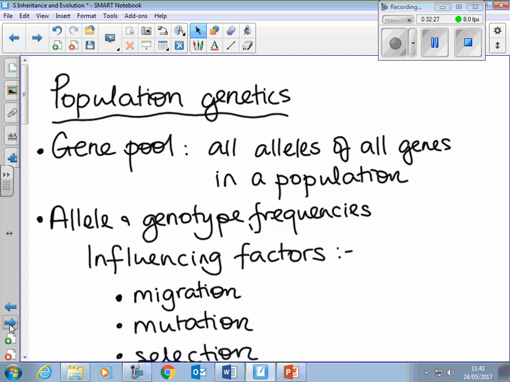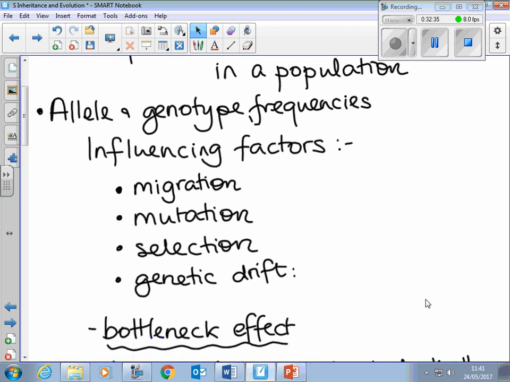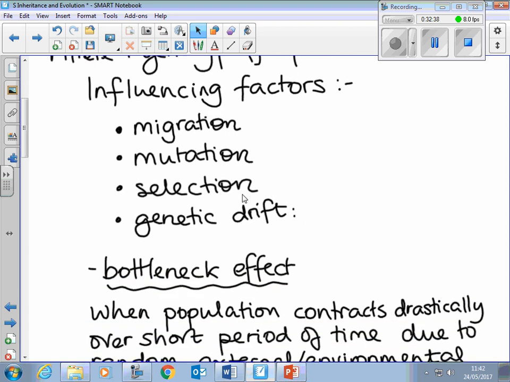Then we looked at population genetics, this idea of genotype and allele frequencies being really important. They can be affected by migration, mutation, selection, and then this idea of genetic drift. Selection, of course, is what we've done in evolution. Mutation we did in the last unit. Migration is not something you can particularly model.